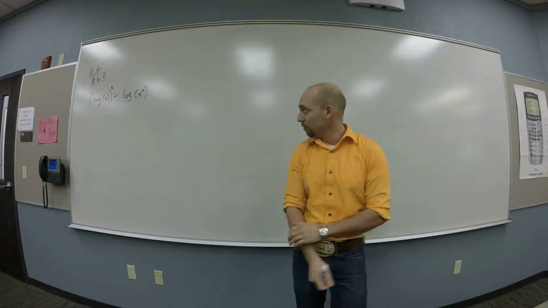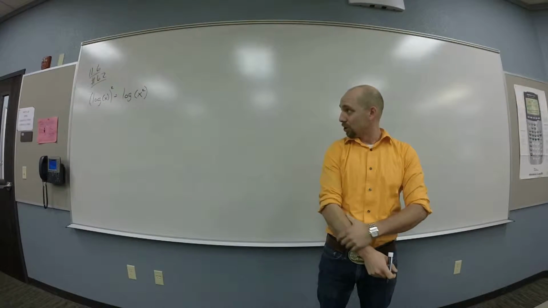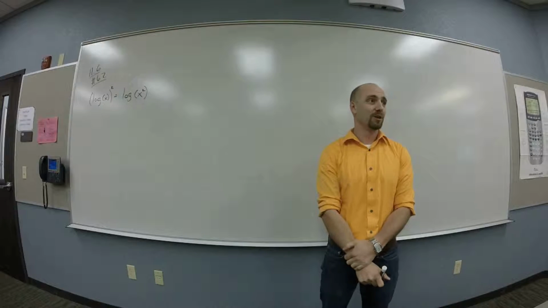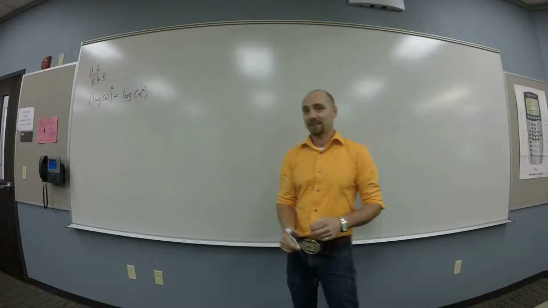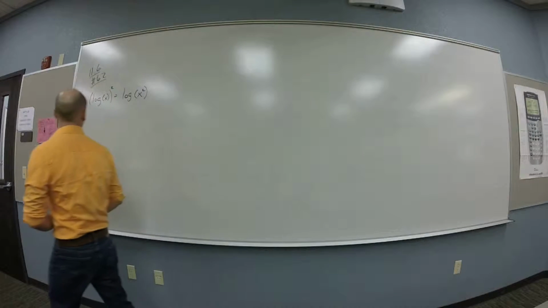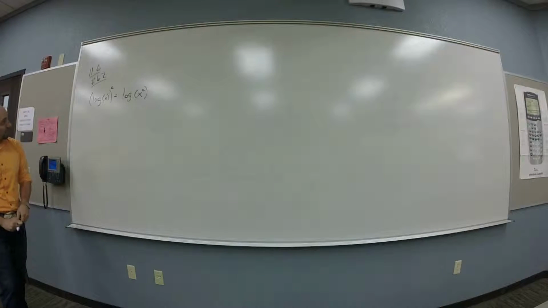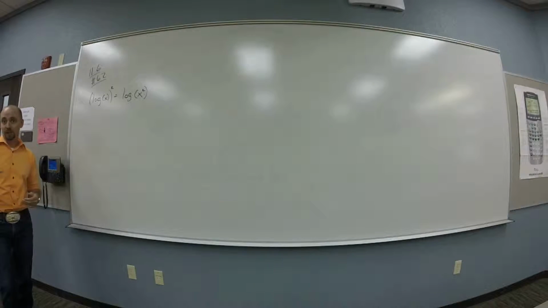Okay, so we'd like to do number 62 out of 11.6, which is one of the subtler things in your book. So what we have is log of x, quantity squared, equals log of x squared. Natural inclinations to run in terror, possibly. Log base 10. Okay, so this is log base 10, right?